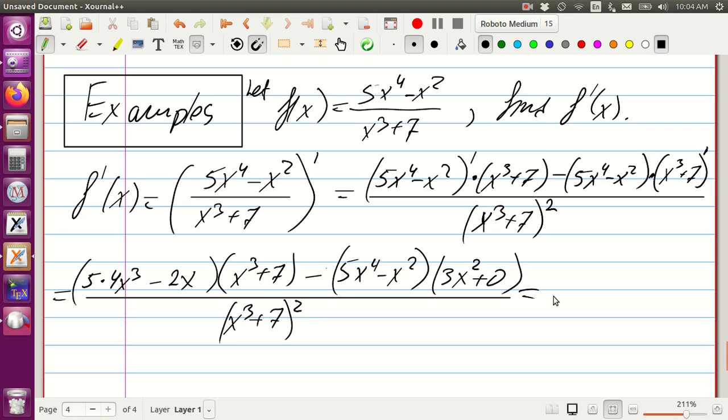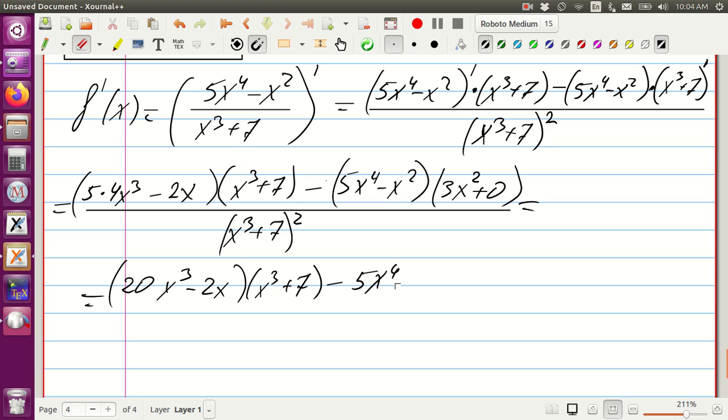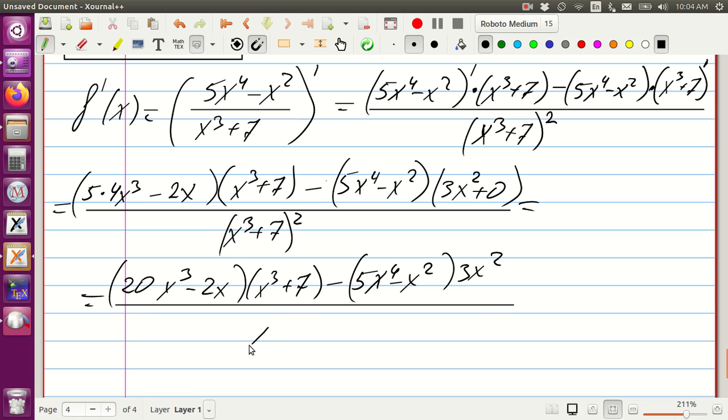That's pretty good enough. Maybe no real need to distribute and simplify. So we're gonna get 20x cubed minus 2x times x cubed plus 7 minus 5x to the 4 minus x squared times 3x squared divided by x cubed plus 7 quantity squared. And we will do one more example to end the lecture.